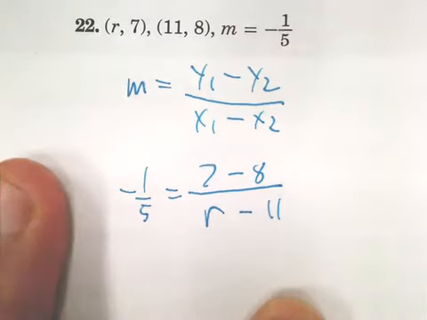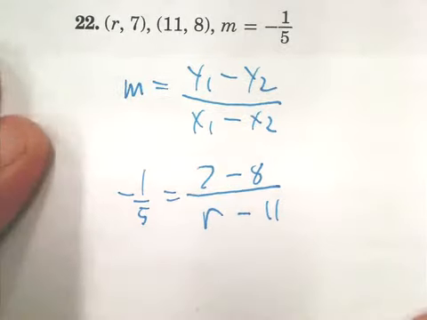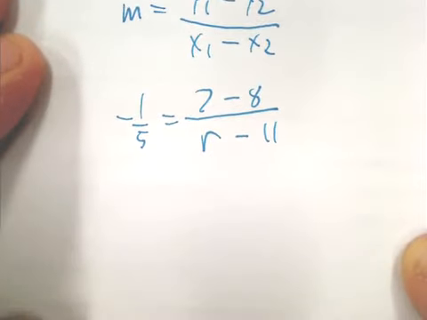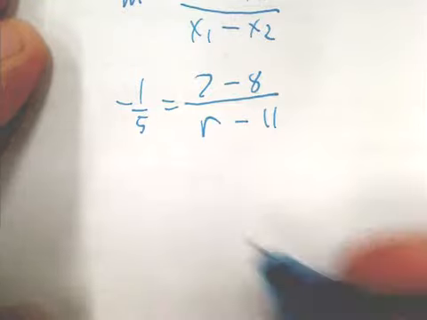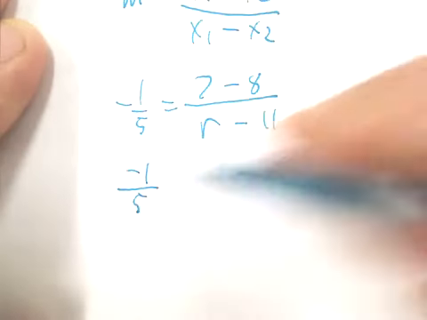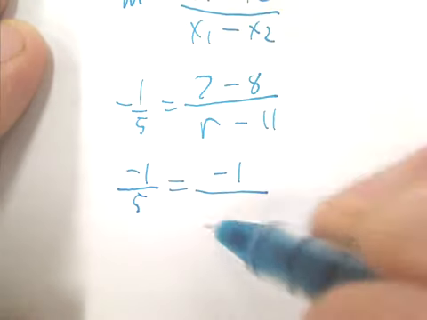Okay, and now I have a proportion that I can solve. We did this a little bit ago. We did proportions that look like this. So first thing, I'm going to clean this up a little bit. Let me scooch this up. Okay, and a couple things I'm going to do here. I'm going to put the negative with the 1. It doesn't matter where you put the negative, but you have to put it somewhere. And then 7 minus 8 is -1.